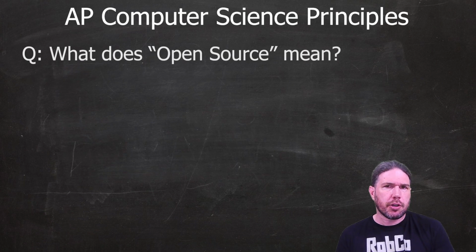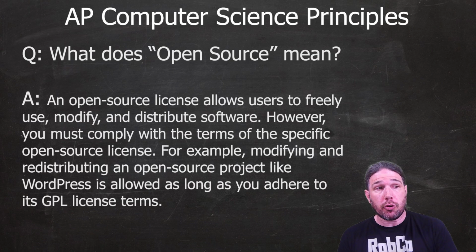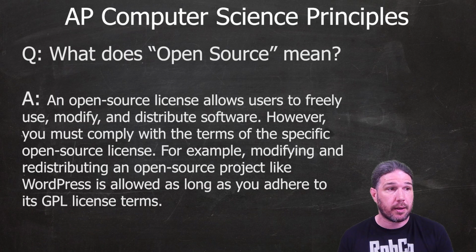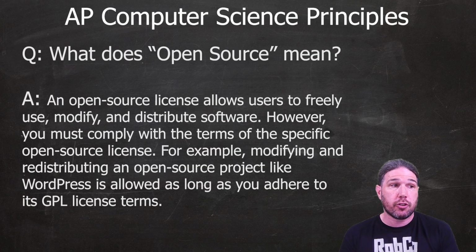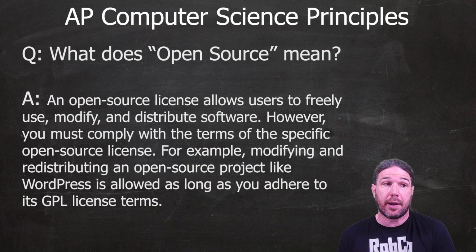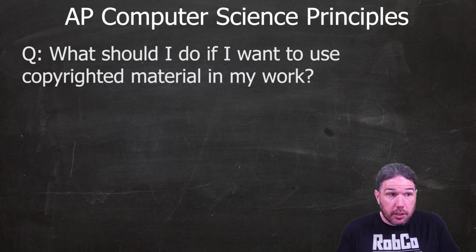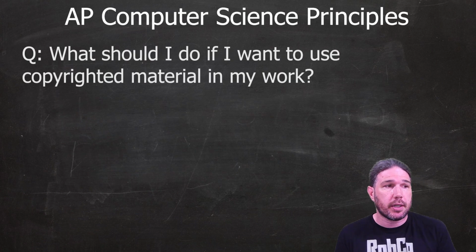What does open source mean? An open source license allows users to freely use, modify, and distribute software. However, you must comply with the terms of the specific open source license. For example, modifying and redistributing an open source project like WordPress is allowed as long as you adhere to its GPL licensing terms.